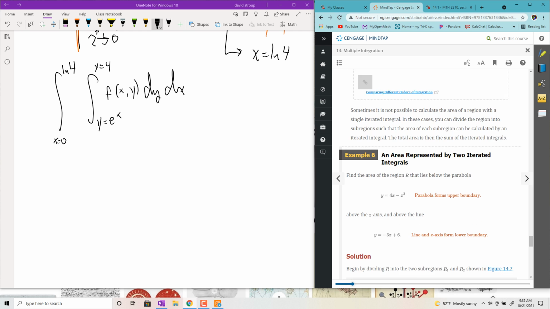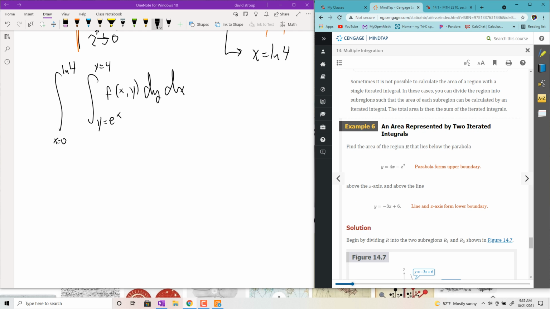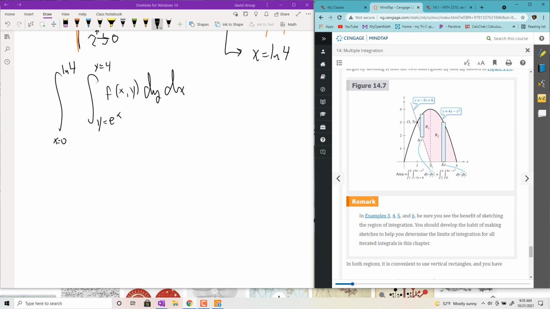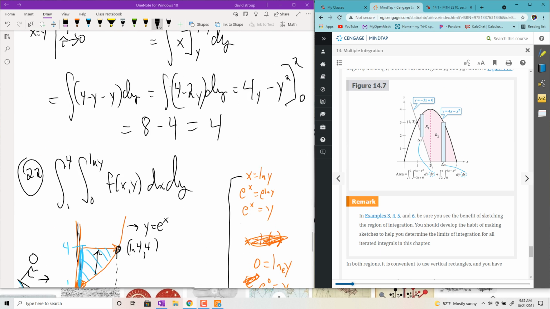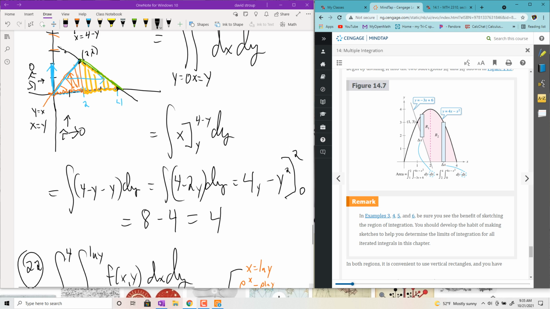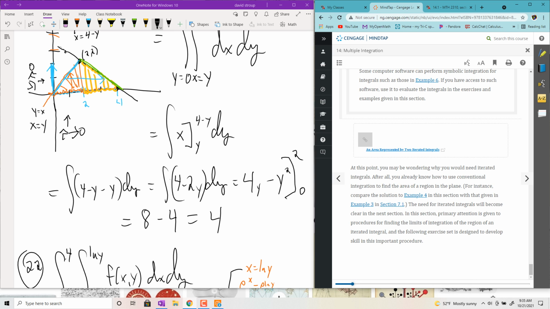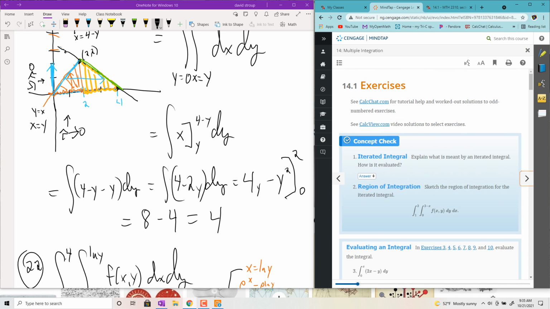Comparing different orders of integration, two integrals, that's the one here with the two triangles. You have to split it up into two regions. So that first region would be going from this line curve to the parabola, and then there's another region from x equals 0 to y equals the parabola. But we kind of already did that. Okay, yeah, I think we hit it all.